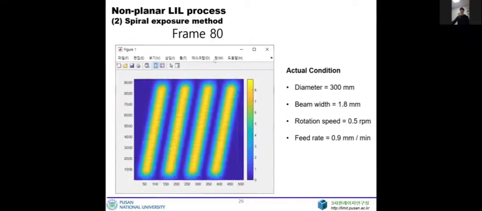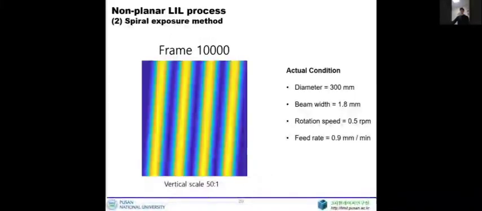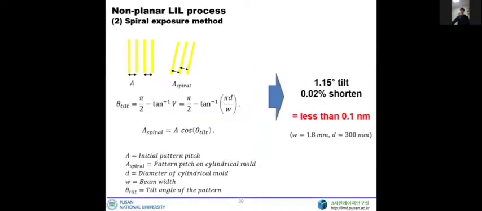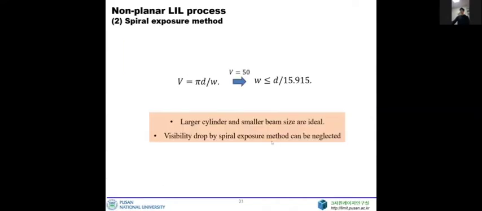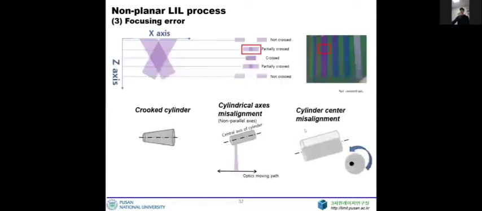Frame 1, frame 20, frame 80, and frame 10,000. And we can see a little tilt of the pattern from this image. It is not perfectly vertical. This tilt was also calculated like this, but it was very small and negligible because it was less than 1 nanometer. In conclusion, this issue can be handled by a large enough cylinder and proper bin size.